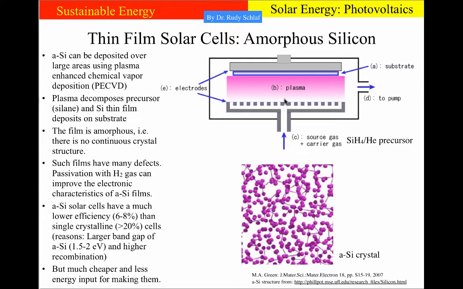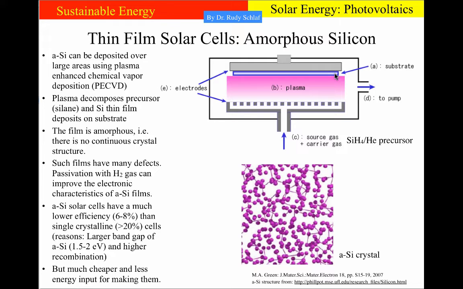This gas mixture is being put into the reactor, and then inside the reactor there are electrodes, and a plasma is being struck between the electrodes, and in that plasma the silane decomposes to silicon, and the silicon deposits on the substrate. The amorphous silicon film that forms on the substrate has many defects and therefore has poor electronic properties.